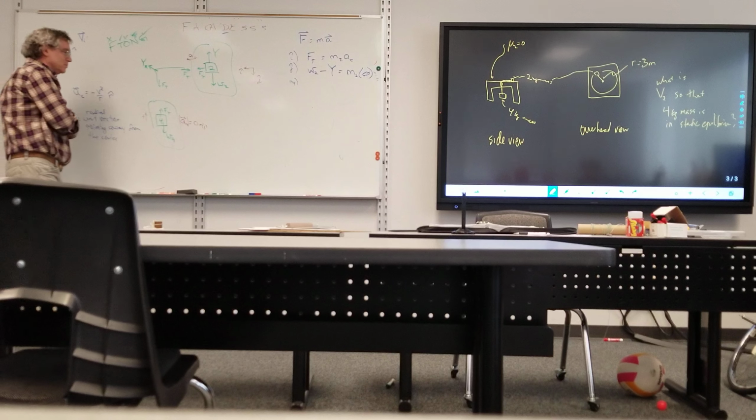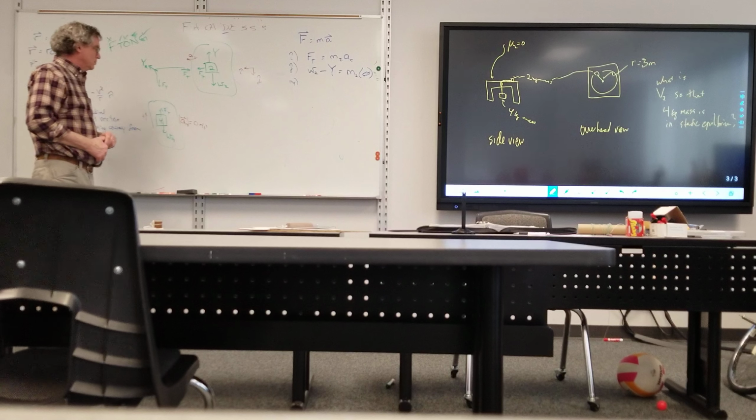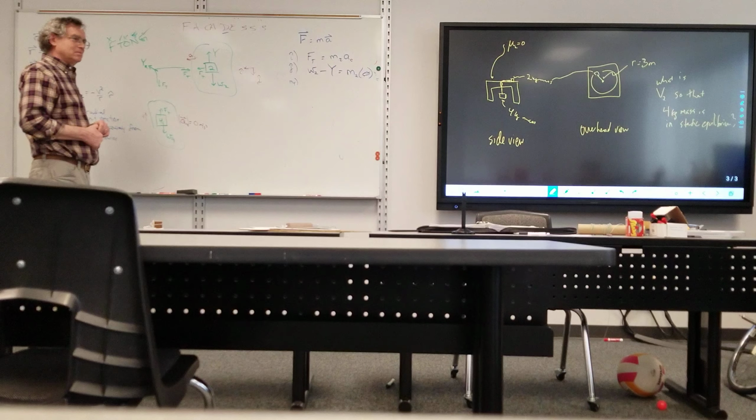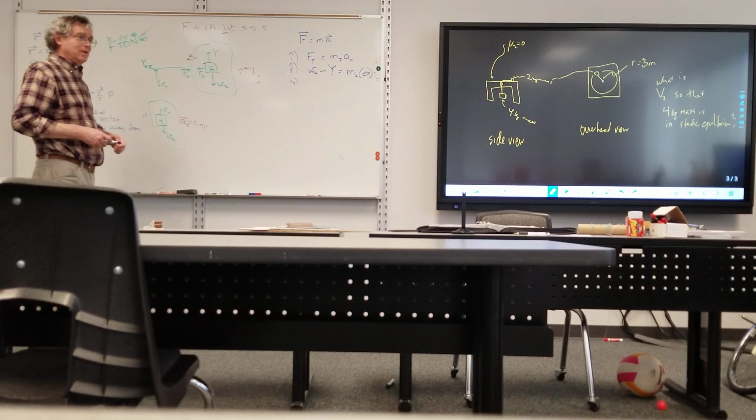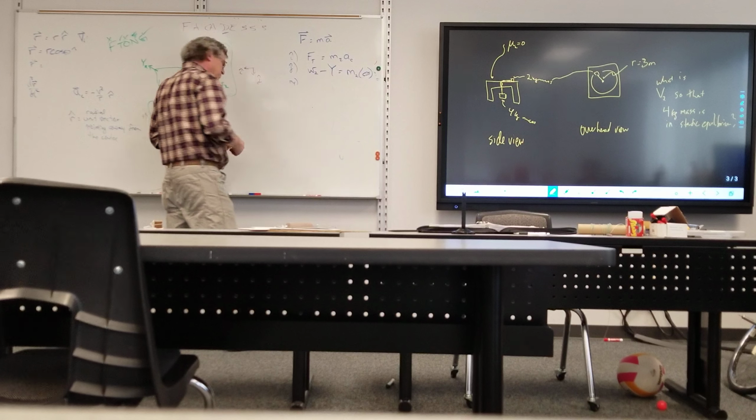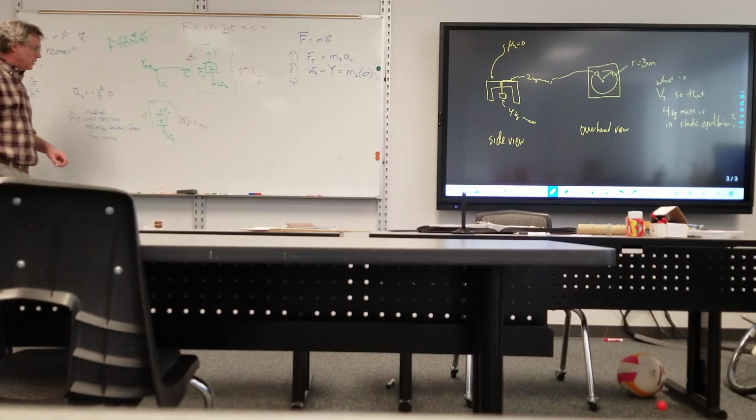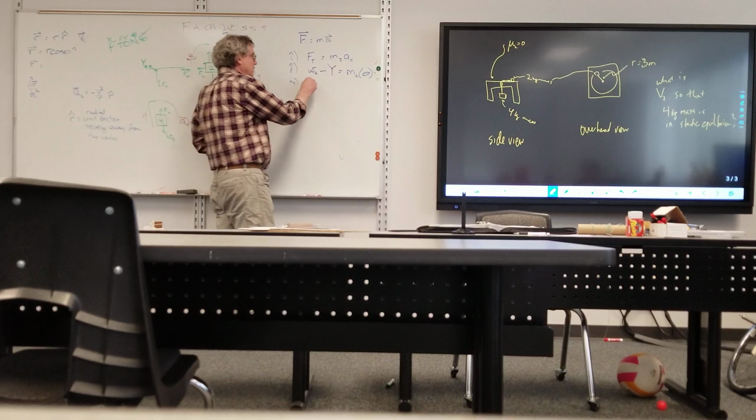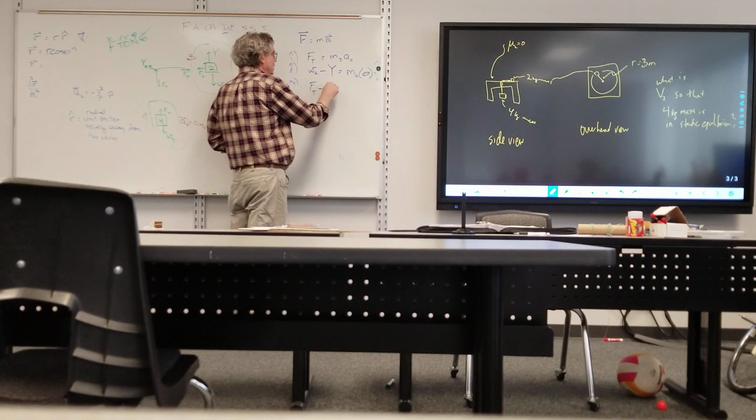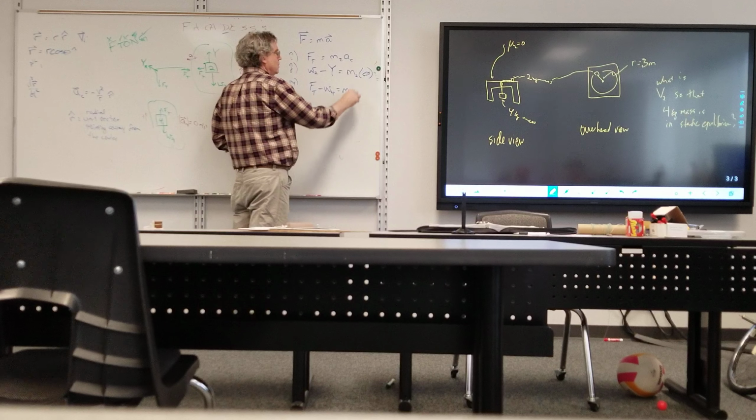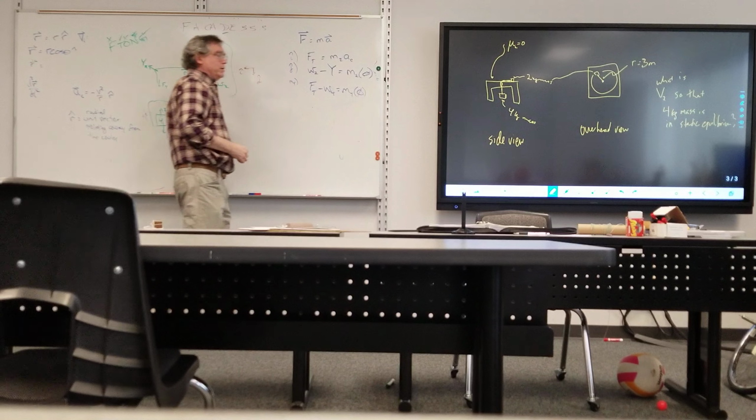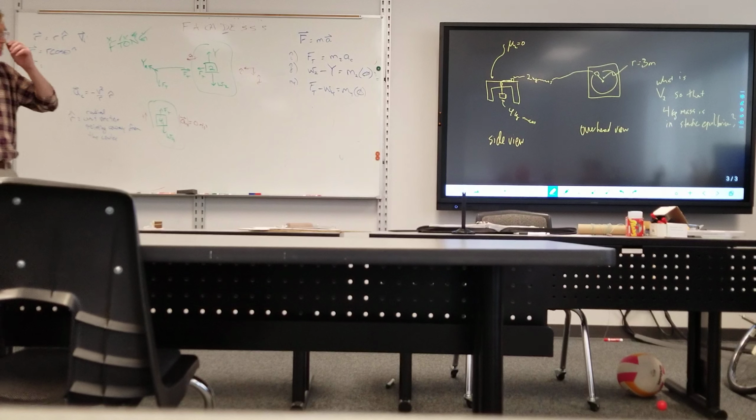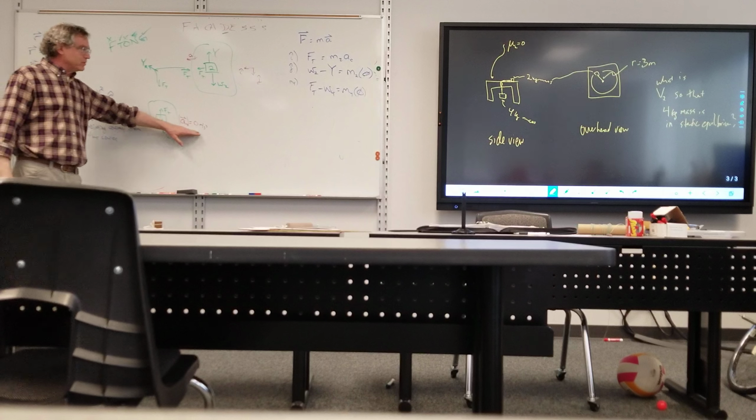Weight 4 minus FT, because up is positive for this one, correct? That's what I was told. So weight 4 minus FT, or am I saying it backwards? FT minus weight 4 if up is positive, is equal to M4 times 0. It's in equilibrium, so we've already established the acceleration is 0.